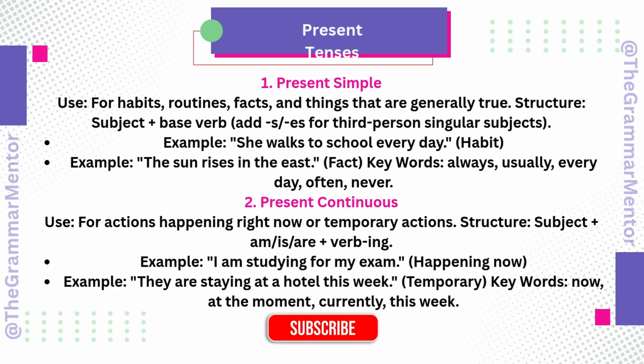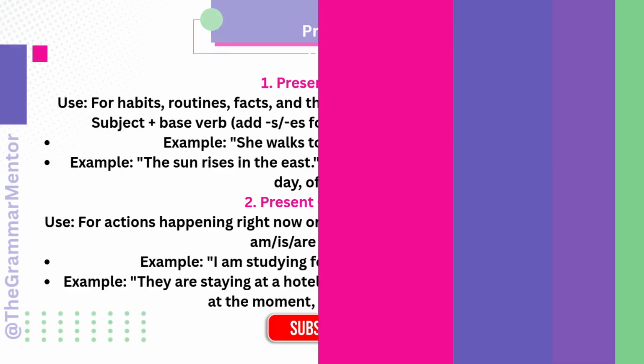2. Present continuous. Use: for actions happening right now or temporary actions. Structure: subject plus am/is/are plus verb-ing. Example: I am studying for my exam. Happening now. Example: They are staying at a hotel this week. Temporary. Keywords: now, at the moment, currently, this week.